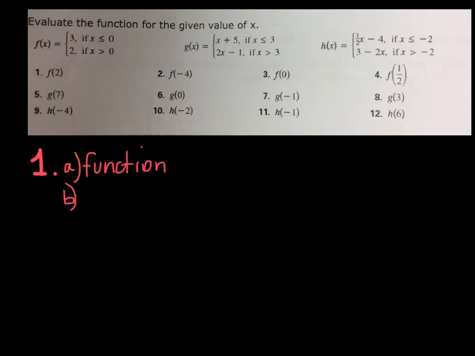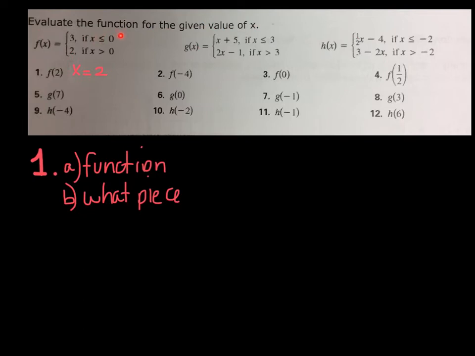B is to figure out what piece am I going to look at. Well, I'm looking at f of 2. And if you look at this, remember that means x equals 2. When it's inside the parentheses, that's f of x. So 2 is x. And if I look here, this first piece is if x is less than or equal to 0. Well, 2 is not less than or equal to 0.